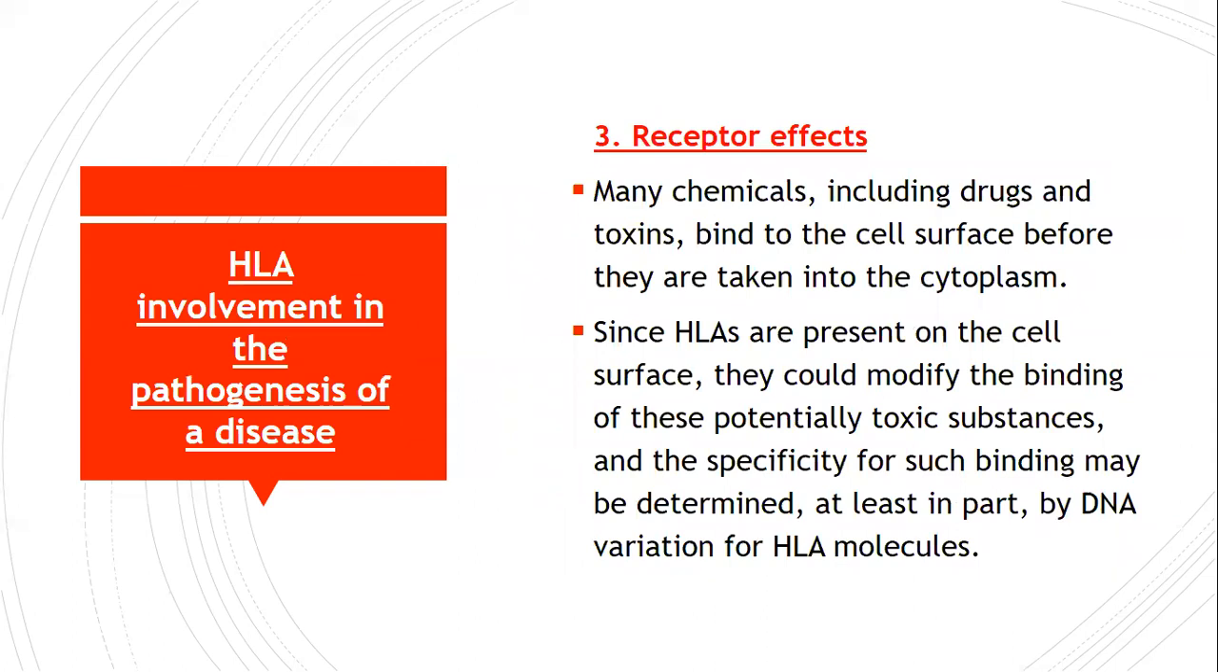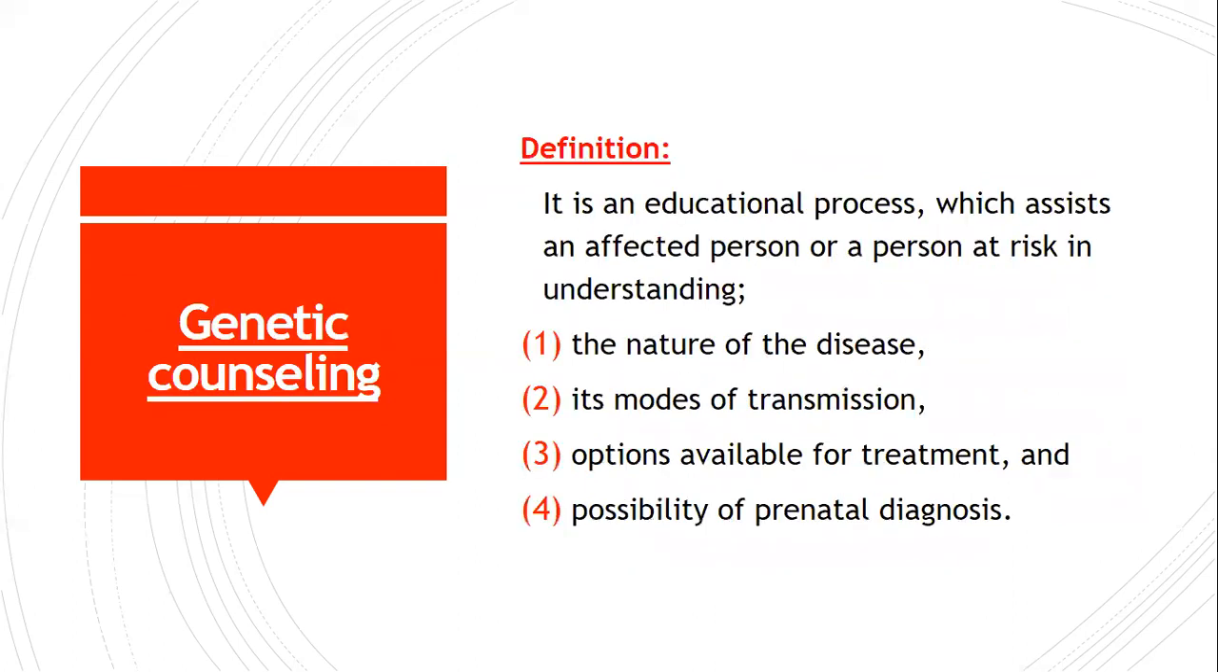Receptor effects. Many chemicals, including drugs and toxins, bind to the cell surface before they are taken up into the cytoplasm. Since HLA are present on the cell surface, they could modify the binding of these potentially toxic substances, and specificity for such binding may be determined, at least in part, by DNA variation of HLA molecules. So there will be a variable effect of potentially toxic substances determined by particular HLA molecules.